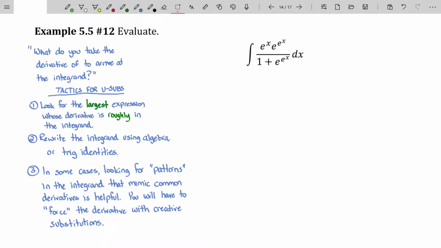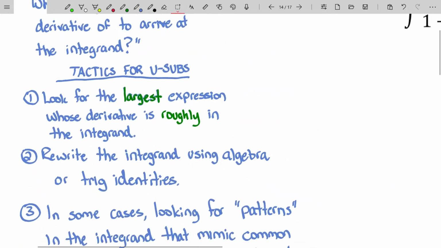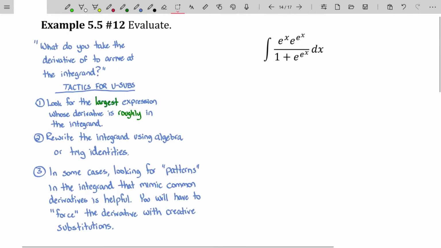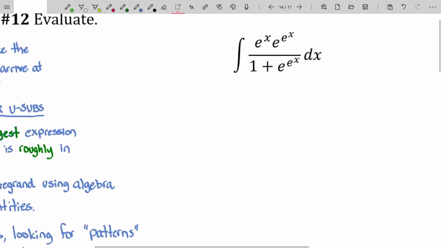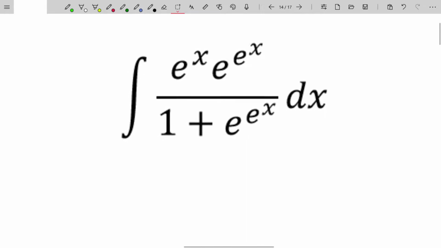Now this one I just put in here because I absolutely love this problem. I would recommend you try this problem by pausing the video and just try it yourself. But I am going to just jump right into the deep waters here and do it. So pause, try to figure this out, but here I go. The first tactic is the best tactic. Look for the largest expression that you can substitute in. Even if you don't know if its derivative is there, just try it. The largest expression that I see is that denominator, 1 plus e to the x.